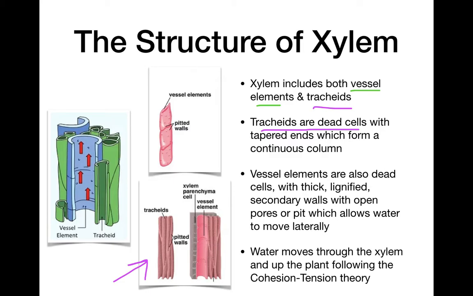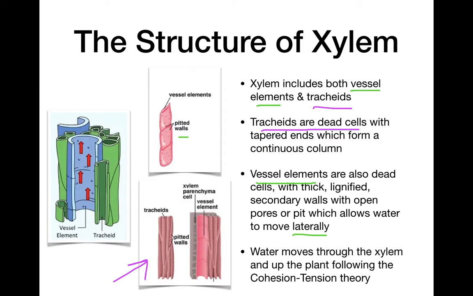Vessel elements are also dead cells. Okay, so xylem is dead. And they have really thick, very major walls. They have primary and secondary walls. So if you look here, vessel element, you can see this extra wall here. Okay, and their walls, especially, they have pits. So if you look at this one here, you can see the pitted walls, little kind of holes, and that allows for lateral or horizontal water movement.